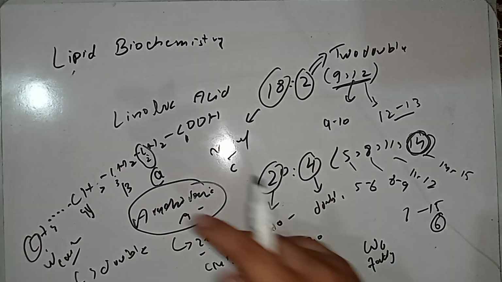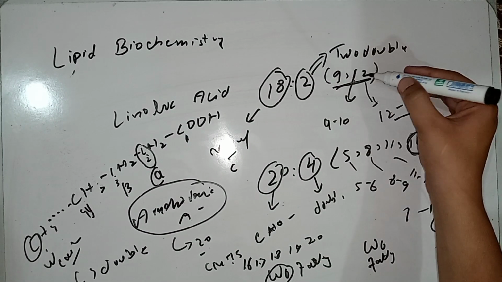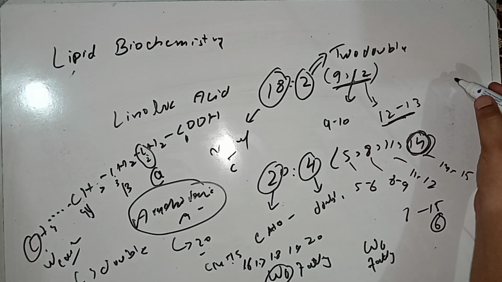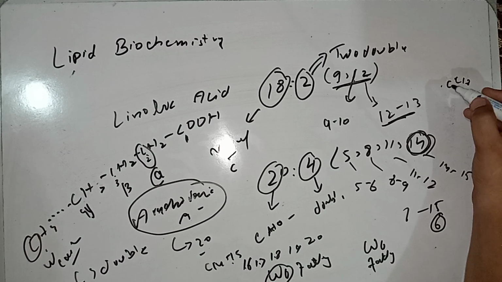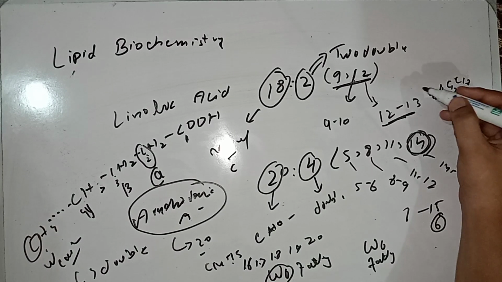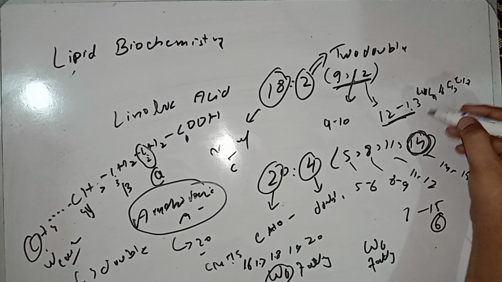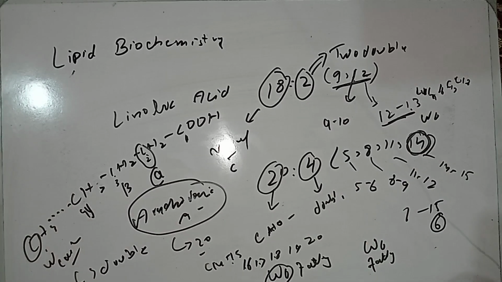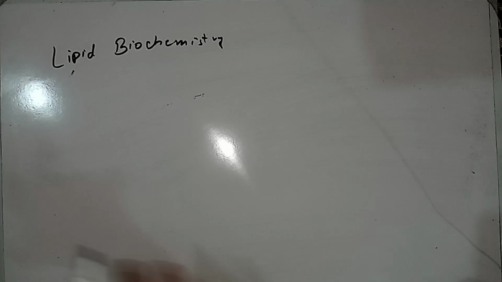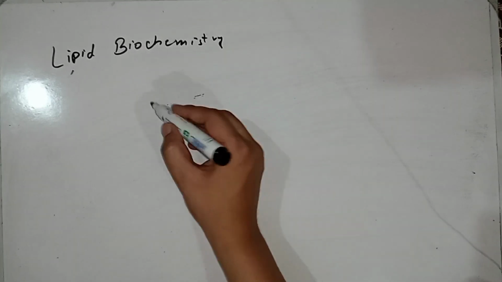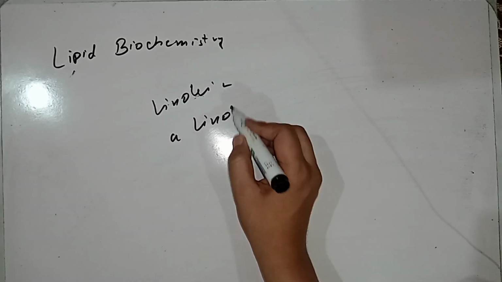Similarly, if it comes towards linoleic acid, it has 18 carbon atoms and its double bond is between 12 and 13. If we count from the omega end, it comes about C18, C17, C16, C15, C14 and C13. So it comes about 1, 2, 3, 4, 5, 6. So it is also an omega 6 fatty acid. So this is the concept of omega fatty acids, in which we count double bonds from the omega end of the fatty acid.